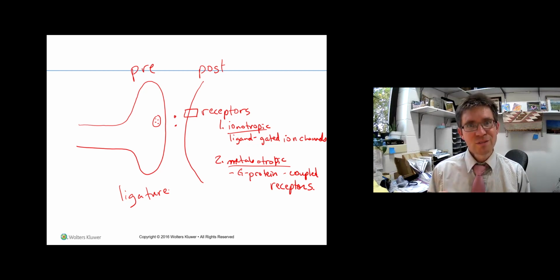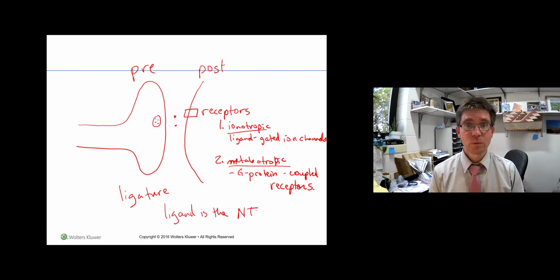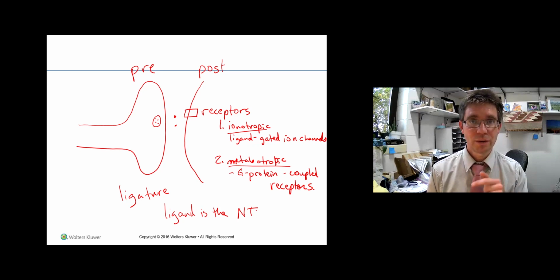In the case of chemical synapses, the ligand is the neurotransmitter. And so this ligand will be released from the vesicles in the presynaptic neuron and travel across the synaptic cleft and bind to its receptor on the postsynaptic membrane.